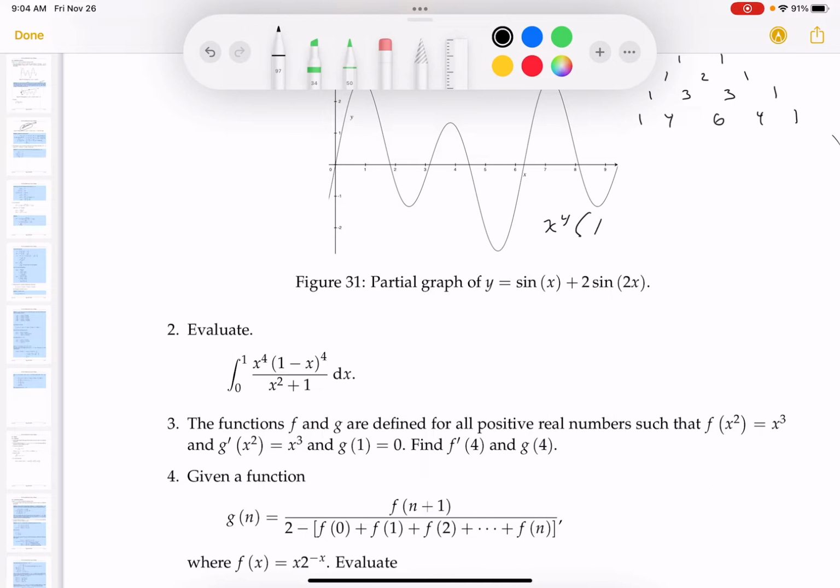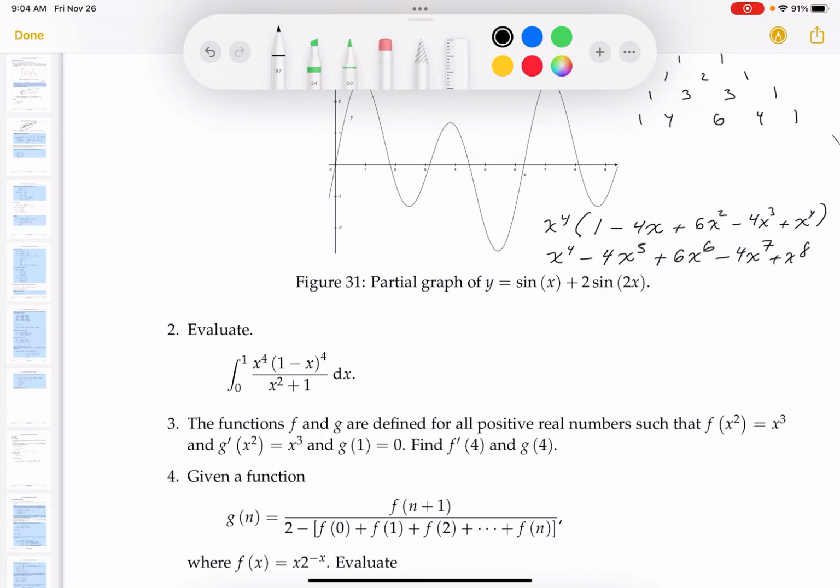So it's going to be 1 minus 4x plus 6x squared minus 4x cubed plus x^4. Now what I have to do is multiply that. What do you get? x^4 minus 4x^5 plus 6x^6 minus 4x^7 plus x^8. Now I'm going to do my division.